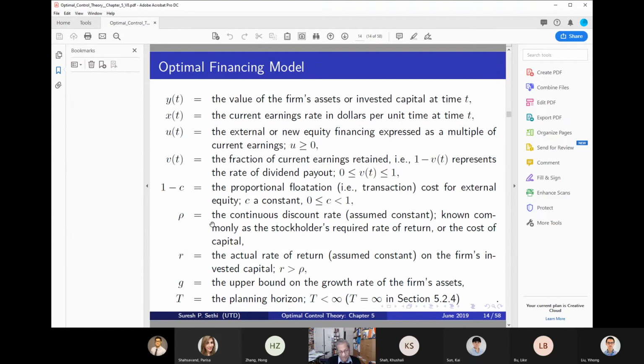So we have a continuous discount rate. R is the actual rate of return. Clearly, the company doesn't have to be in business if R is not bigger than rho, because if R is less than rho, then I'm earning less than what stockholders want. So this company should just fold immediately, go out of business. The planning horizon is either finite or infinity, so we will solve the problem both ways.